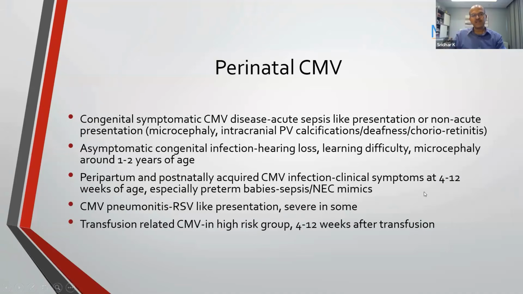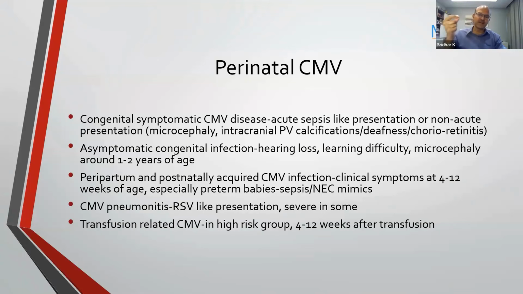So we also have RSV-like presentation, which can be severe in some babies. It can also lead to bronchiolitis obliterans-like picture in the premature babies, or some babies with BPD have persisting symptoms again because they have acquired CMV. Transfusion, I told you the risk is lower because of the leukodepleted transfusions used. And if it does happen, it's usually 4 to 12 weeks after transfusion.